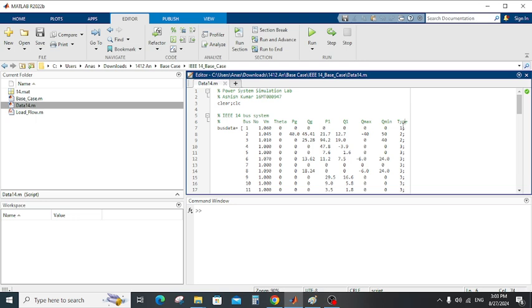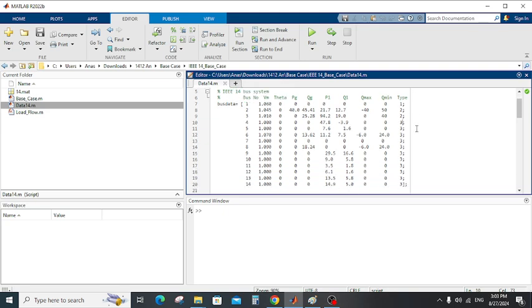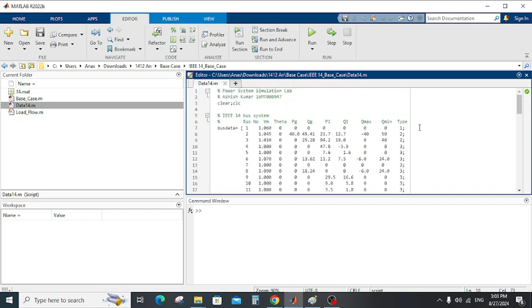What do we mean by the type of the bus? There are three types of bus. The slack bus, which is 1, the PV bus, which is 2, and the PQ bus, which is 3. So this is the type of buses.